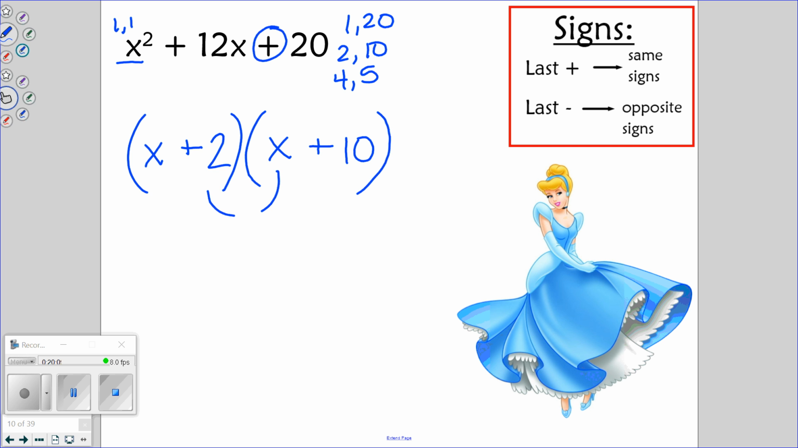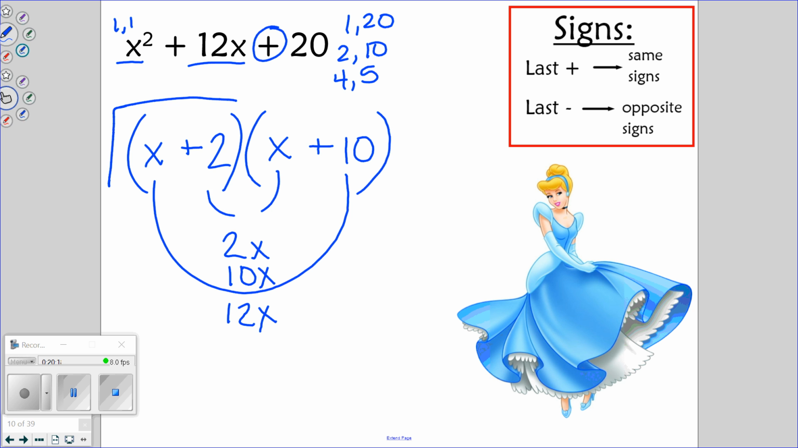So then when I check this, we get 2x. It gives me 10x. Like terms gives me 12x, which is exactly what I wanted. So x plus 2 and x plus 10. Now, did anybody write it as x plus 10 and x plus 2? It's the same thing. It does not matter. As long as one of your parentheses is x plus 10 and one of them is x plus 2, it doesn't matter which order you have them in.